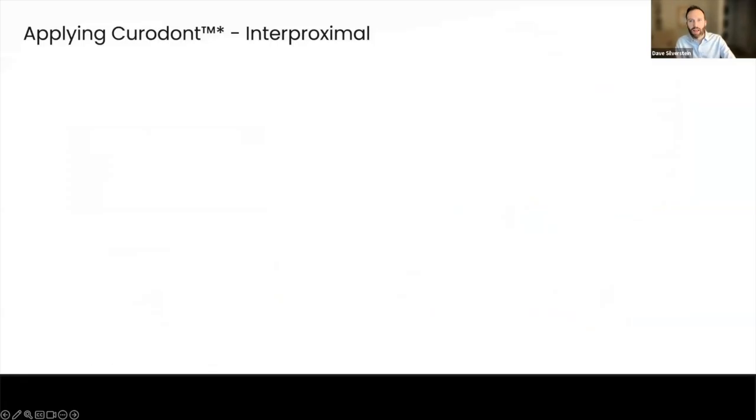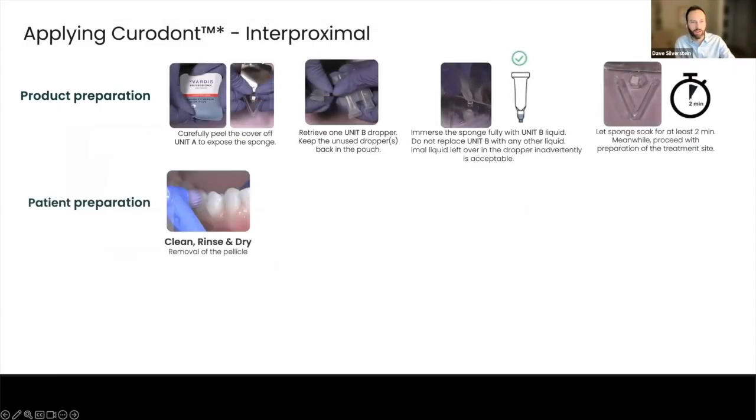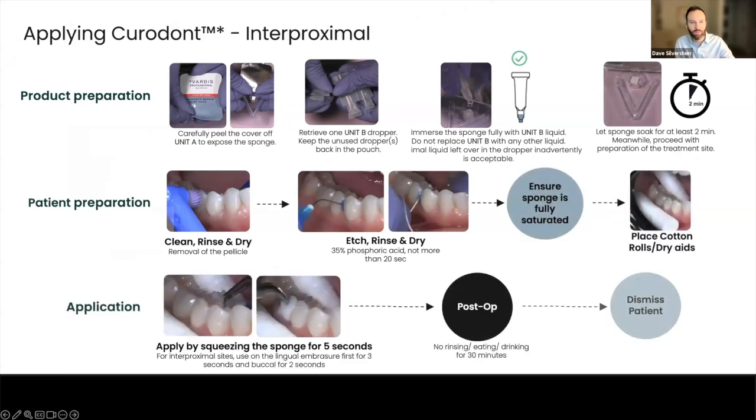Okay, so how to do this? Number one is to etch the tooth. Oh my gosh, this is a lot of animations here. We're just going to click through all those bad boys. Okay. So you peel off the cover and you put the dropper of liquid into the sponge and it needs to sit on there for 2 minutes. While that's sitting there, of course, you would clean, rinse, and dry the tooth to remove any bacteria, remove the pellicle, make sure it's nice and clean.